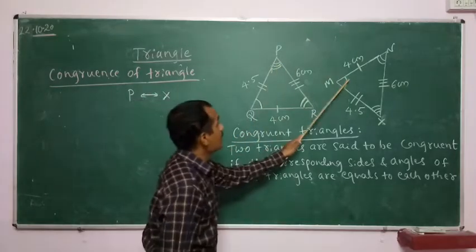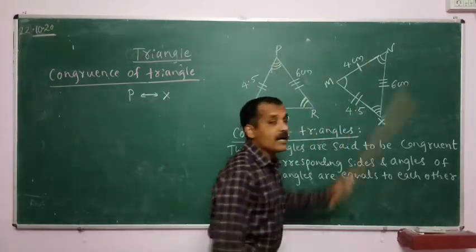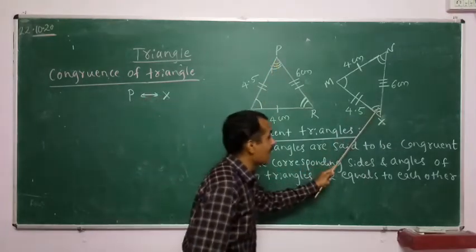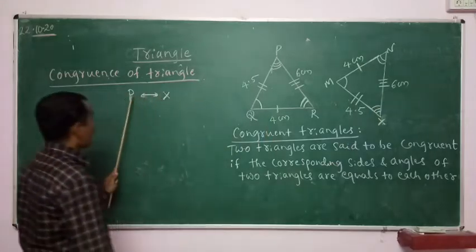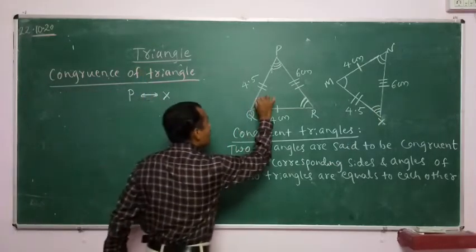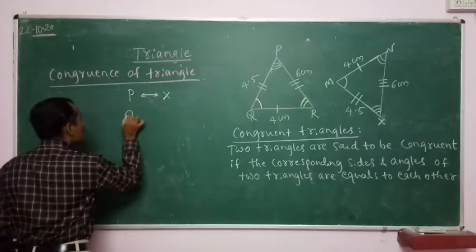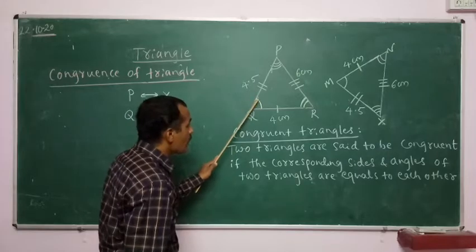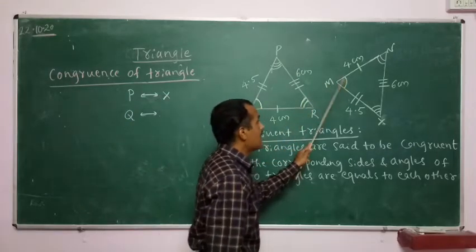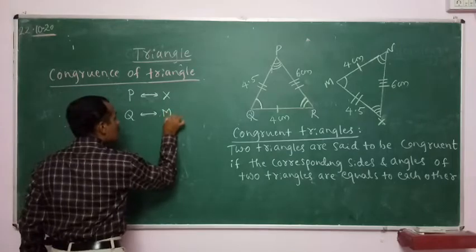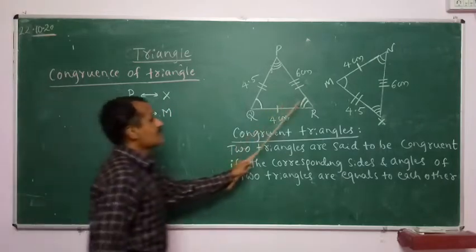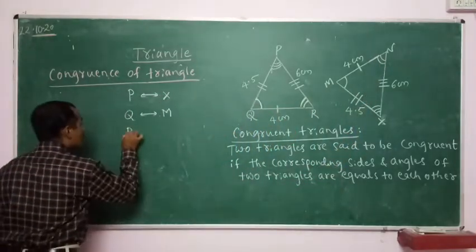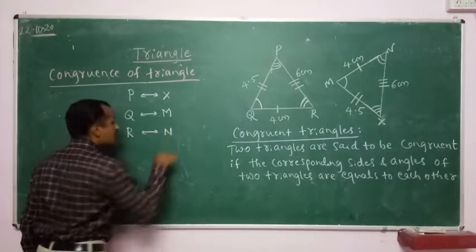You can't say P and M are equal. No, you can't say P and N are equal. Angle P from the first triangle equals angle X of the second triangle. So I have written angle P is equal to angle X. Angle Q is equal to, I marked one arc here, angle M. Likewise, angle R is equal to angle N.